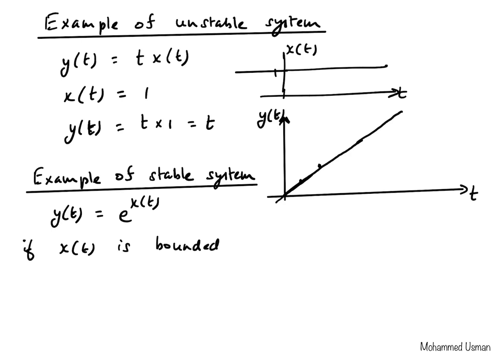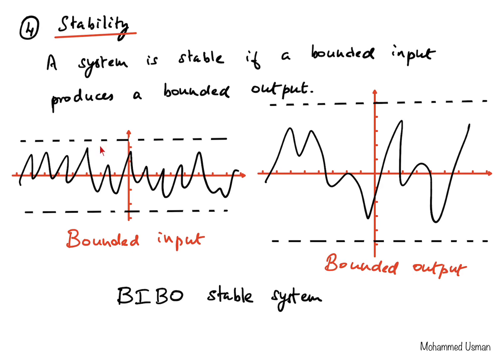Okay, let's say x of t is bounded between minus b and plus b, some value. That means x of t is some arbitrary signal whose amplitude lies between minus b and plus b. For example, this upper limit is plus b and the lower limit is minus b. So the value of x of t is going to be somewhere between minus b and plus b, and it is never going to exceed that b.